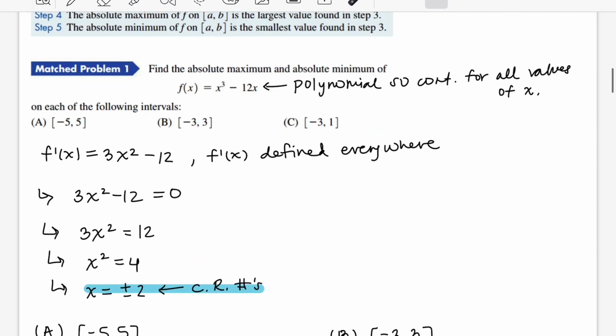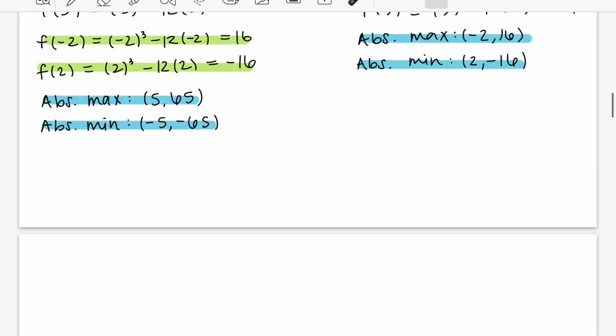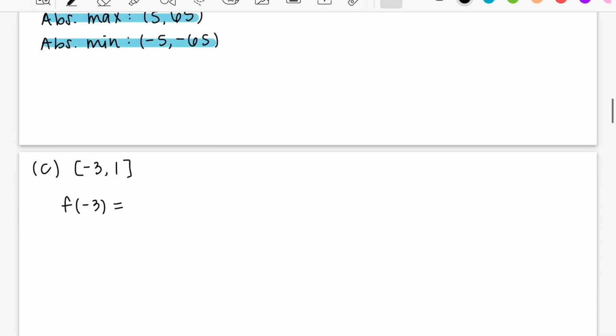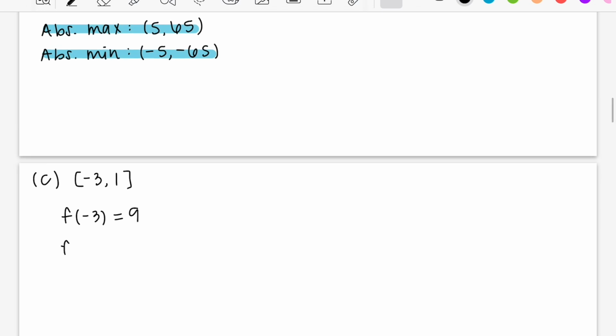And then for part C, we want to look at this interval, -3 to 1. So I'm going to evaluate our function at these endpoints. We know from part B that f of -3 is +9. And then plugging in 1 to our function, we'll get -11 here.